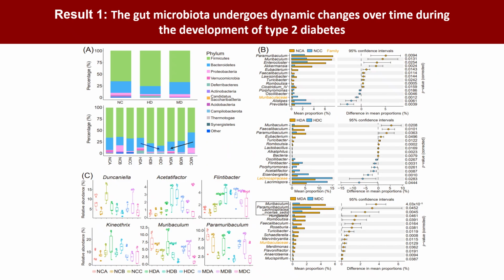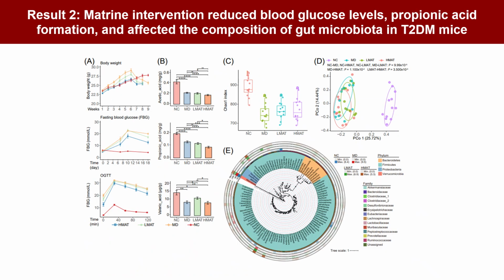In the post-sampling stage, MD mice exhibited significantly lower levels of Muribaculum, Paramuribaculum, and Lactobacillus incerti. Microbial composition diverged between HD and MD groups at different time points. High-abundance taxa like Acetatifactor decreased in MD mice, whereas Muribaculum and Paramuribaculum showed a mid-stage increase followed by a post-stage decline. Result 2: matrine intervention was shown to lower blood glucose levels, modulate SCFA production, and alter gut microbiota composition in type 2 diabetic mice.